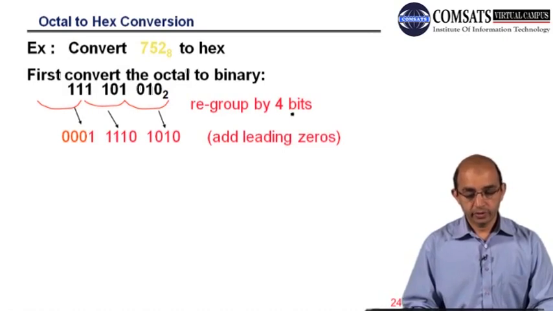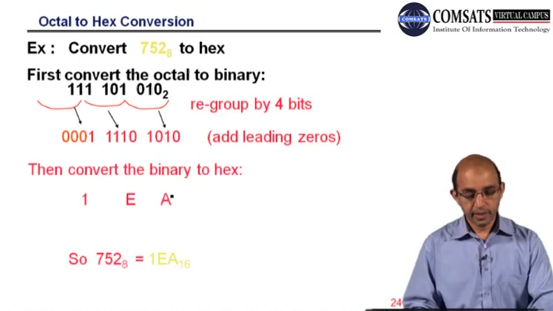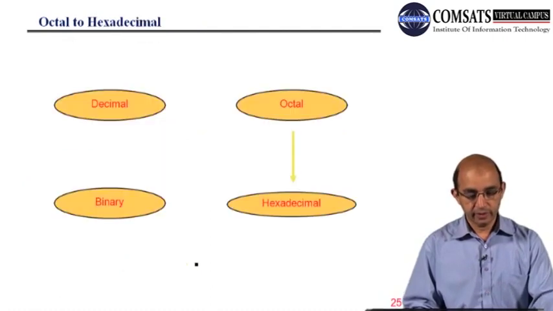So regroup in 4 bits, right? So this is what? A, 10, right? So this is 8 plus 4, this is 13, right? And this is 1, right? So 1DA with base 16, right?